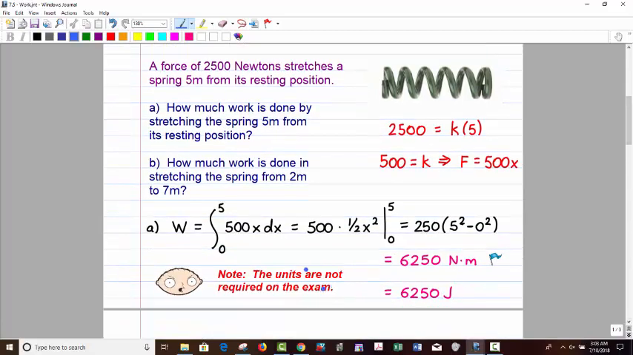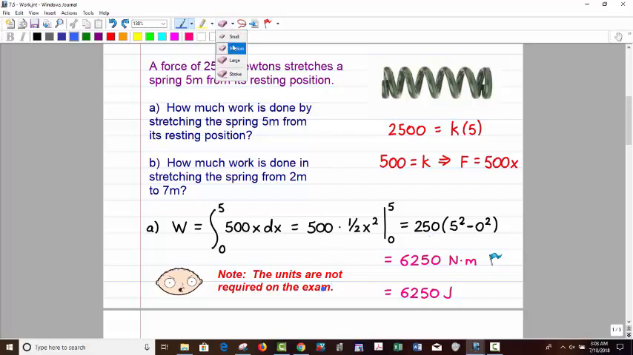So, 500x dx. Resting position means it's at 0. You have not moved it at all. So anytime you're at resting position, you're at 0, and you're stretching it out 5, so you're going from 0 to 5 of 500x dx. And there we go. The antiderivative of x is 1/2 x squared. Put in 5, put in 0. Simple calculations.